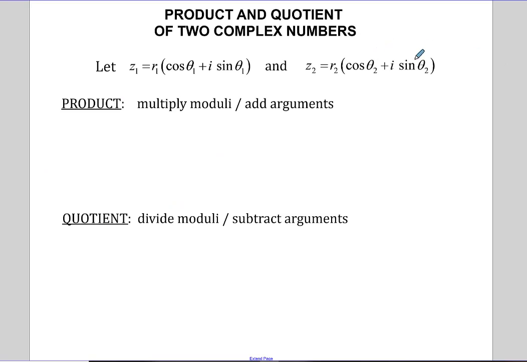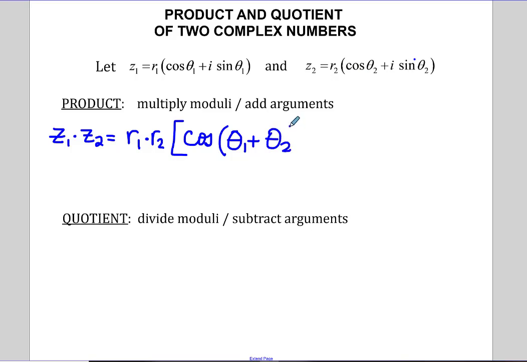Here we're going to take a look at operations with complex numbers. So when you multiply or find a product of two complex numbers, say z1 times z2, you're going to multiply the moduli. So the moduli is r sub 1 and r sub 2, and then you want to add the arguments. So in the first case, we have cosine of theta sub 1 plus theta sub 2. And then the I is next, and sine of theta sub 1 plus theta sub 2. So it's pretty straightforward. If you're multiplying two complex numbers, you multiply the moduli and you add the arguments. The arguments are the angles. The moduli are the r's. Okay?